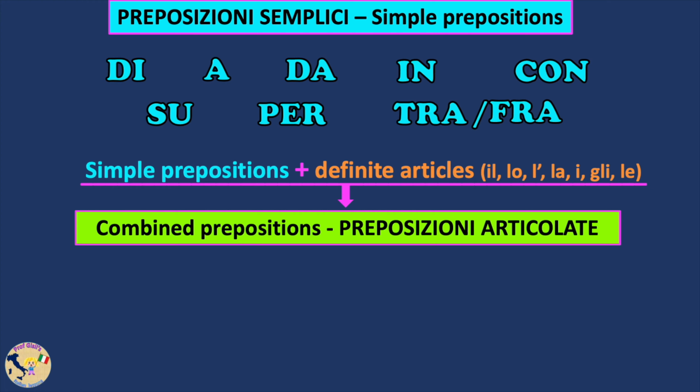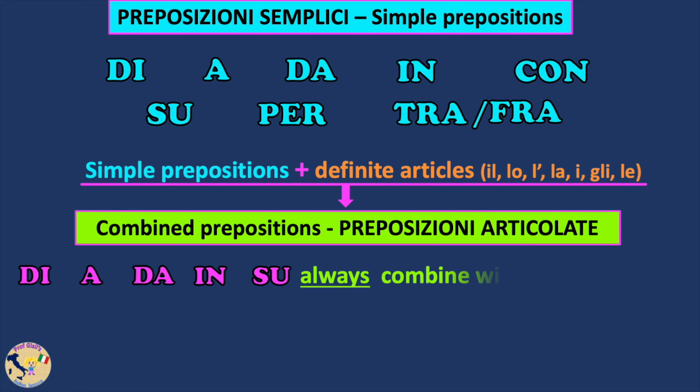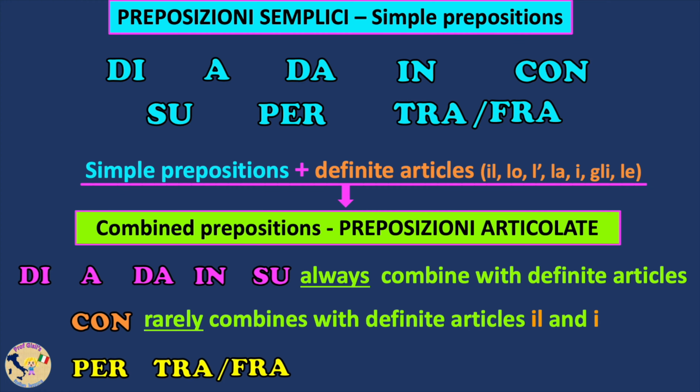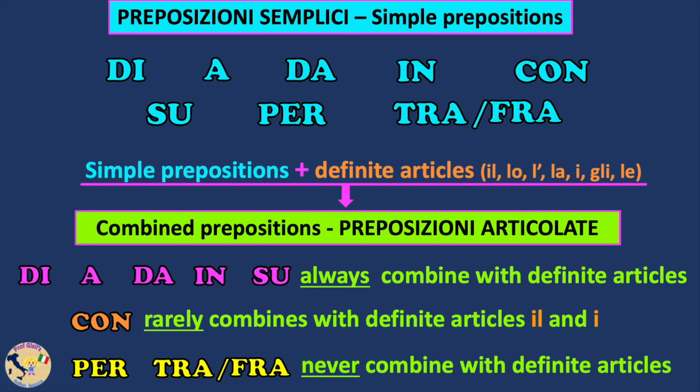In Italian, only the simple prepositions di, a, da, in and su become combined prepositions. Preposition con is rarely combined and mainly with definite articles il and i. But prepositions per, tra and fra remain unaltered, and they never contract with the definite articles following them.